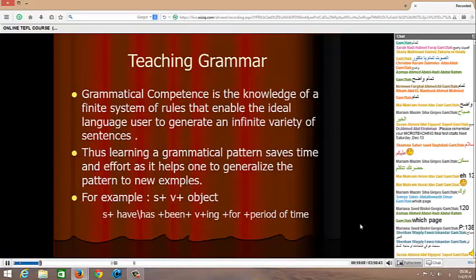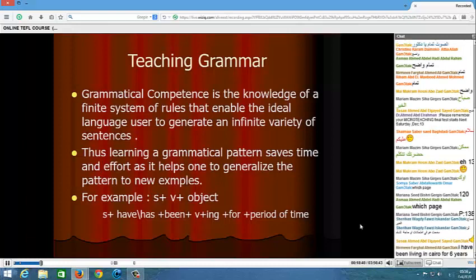If I say, for example, Ali has been studying English for 10 years. We can add an object here in the rule. Ali has been studying English, so there must be an object here, for 10 years.